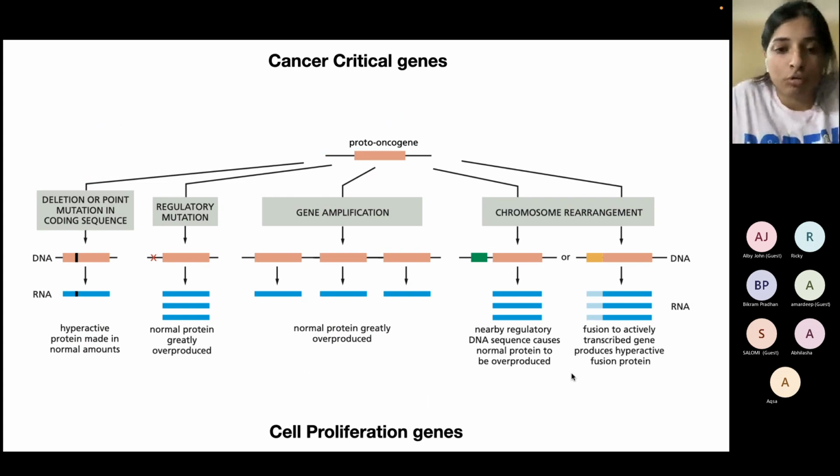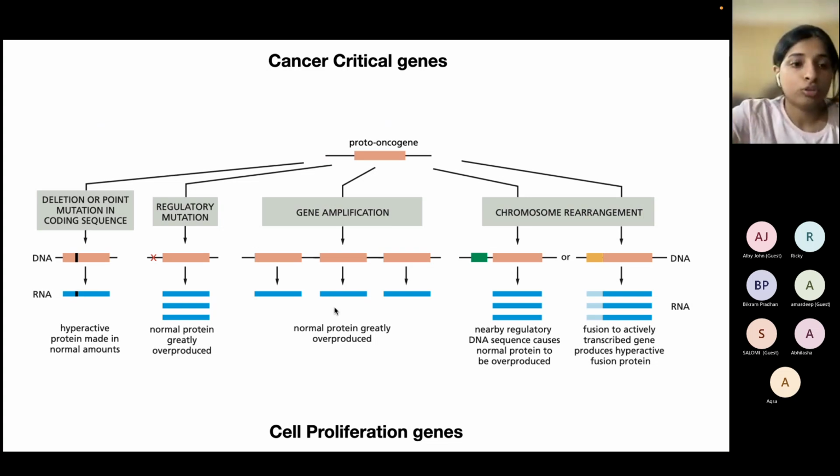So let's look at how proto-oncogenes can become cancerous. A proto-oncogene in its normal function does not exist in that great of an activity, but however, when its activity or expression level is enhanced, then cancer is initiated. So this can happen by deletion or point mutation in the coding sequence. Because of this, what happens is a hyperactive protein is made, but in normal amount. So there is some change in the catalytic activity of the protein, and now it can perform its function better. So even though it's in the normal amount, it is hyperactive.